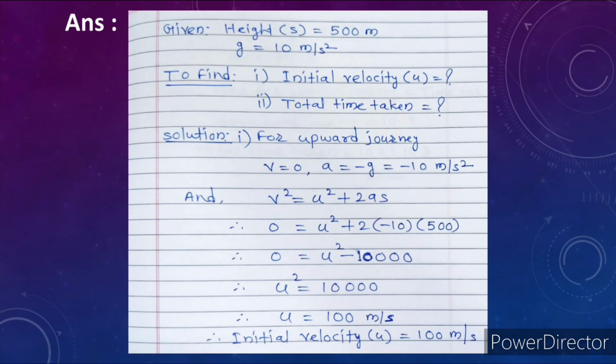First answer. For upward journey, v is equal to 0, a is equal to minus g, that is equal to minus 10 meter per second square, and formula is v square equal to u square plus 2as. Therefore 0 equal to u square plus 2 into minus 10 into 500. Therefore 0 equal to u square minus 10,000, and therefore u square equal to 10,000, and taking square roots we get u is equal to 100 meter per second, and therefore initial velocity u equal to 100 meter per second.